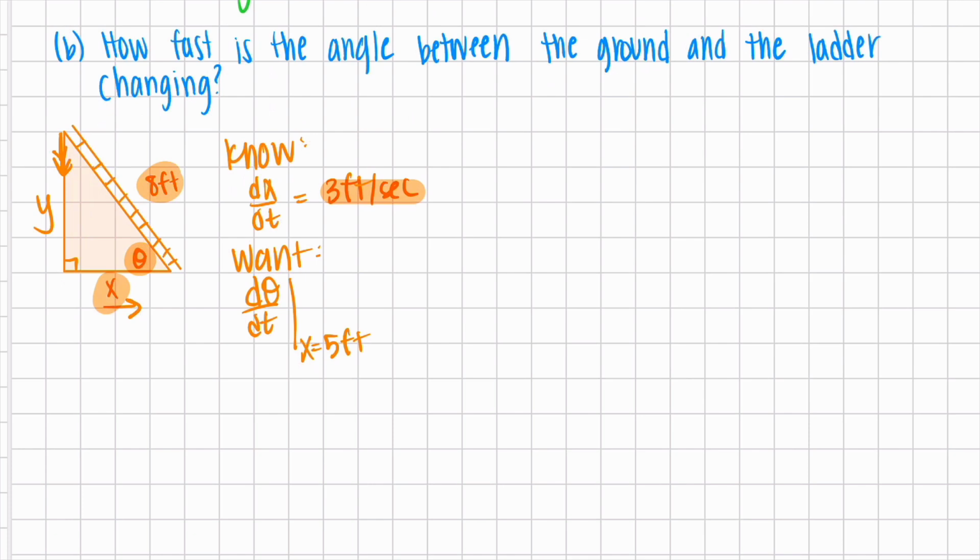So we're going to have to use cosine. Cosine is adjacent over hypotenuse in a right triangle. I'm going to say cosine of theta is x over 8. I'm going to take the derivative with respect to t on both sides of the equation.